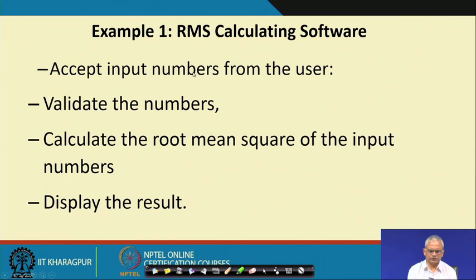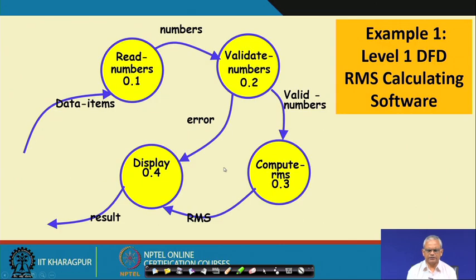So, in the level 1 we decompose the function represented in the level 0, and then we can represent it in this form, that it reads numbers, reads the data items that are entered by the user. Just look at here that in the level 1 diagram we do not represent the external entities. The external entities are represented only in the context diagram or the level 0 diagram.